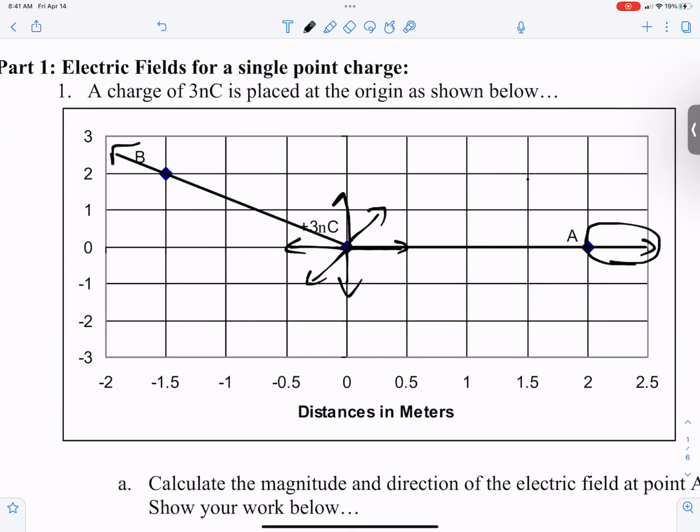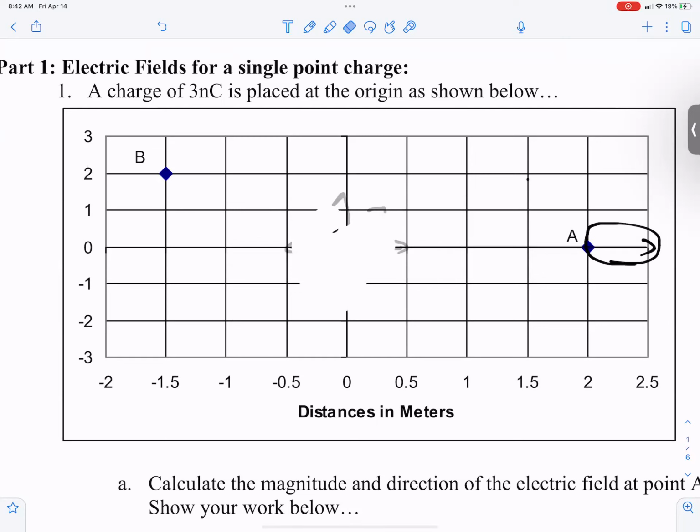So you can see that at point A, the electric field due to the charge would be directed to the right because I'm extending it out from the charge. You can see for point B, the direction is extended sort of up and to the left. Now we can figure out what the actual angle of that charge is by using a little bit of right triangle trigonometry, and we'll need that.